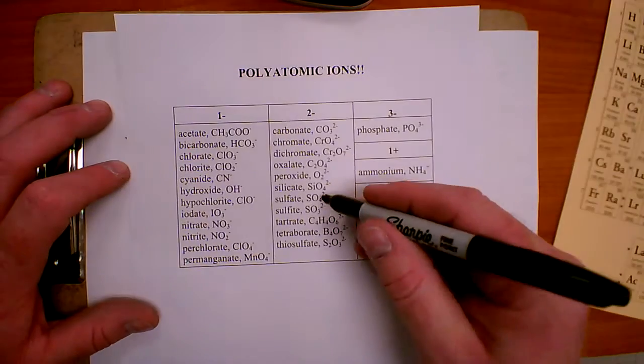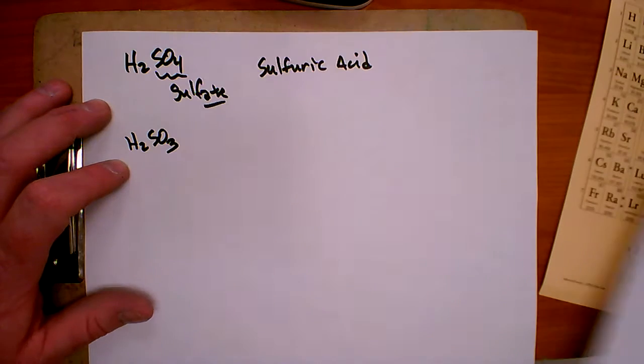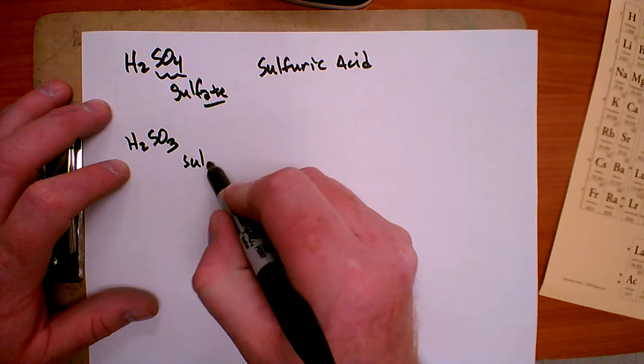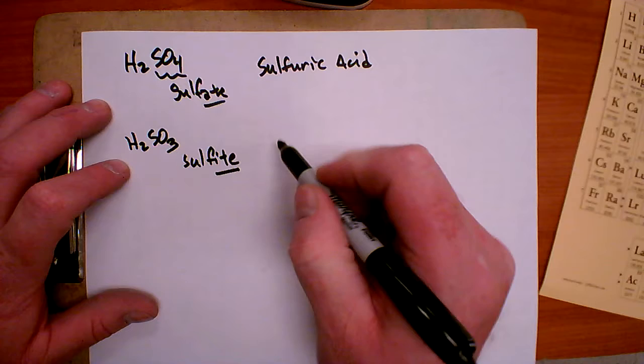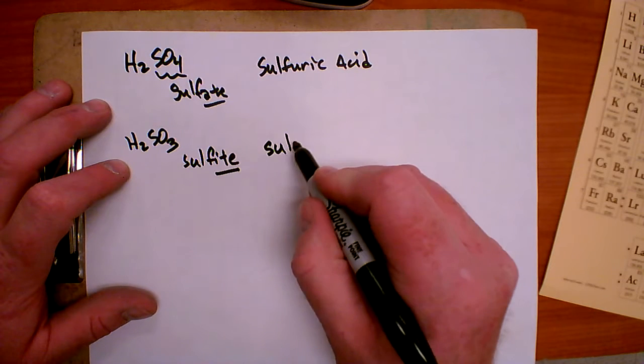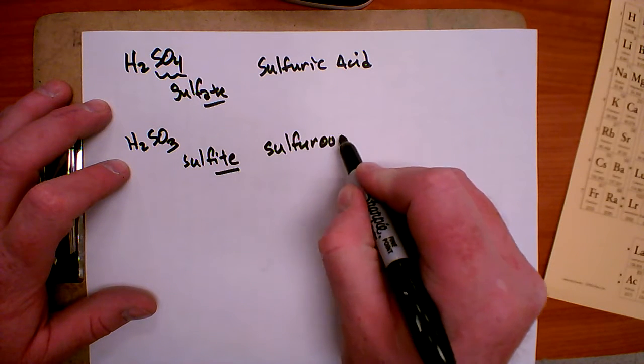polyatomic chart, SO3 is sulfite. So sulfite, ite, becomes ous. So this becomes sulfurous acid.